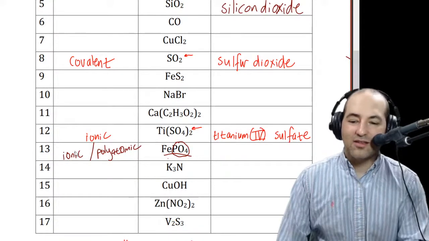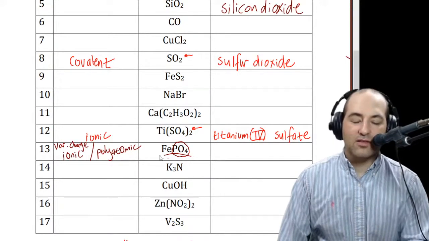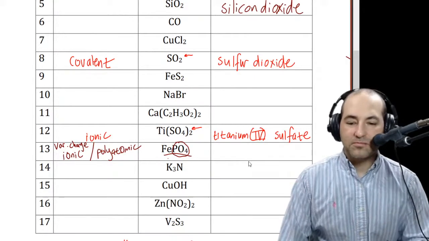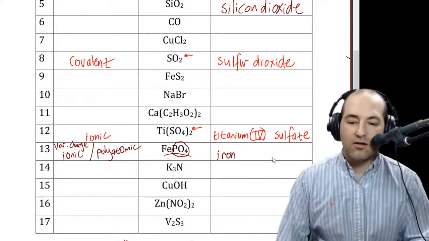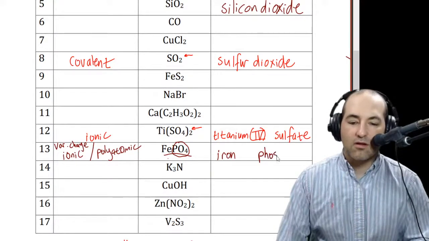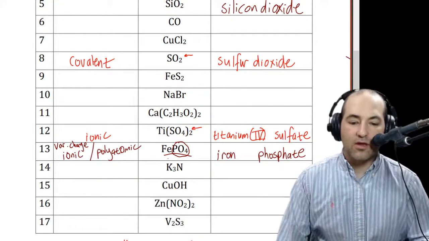All right, so ionic and polyatomic, and this is also going to be one of the variable charge ionic. Because iron can have more than one charge. So just like the one we just did with cobalt, we're going to have iron and phosphate. Remember, you can't get that name from the periodic table. You have to get that name from the list of ions.